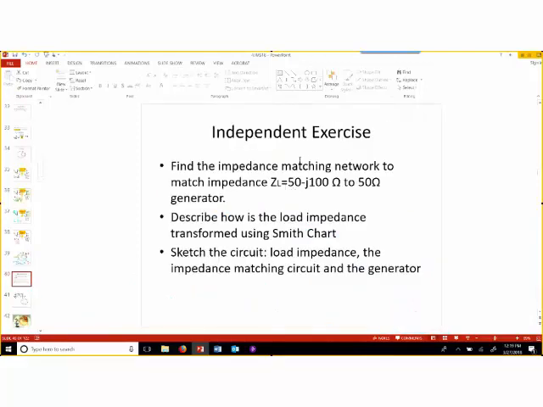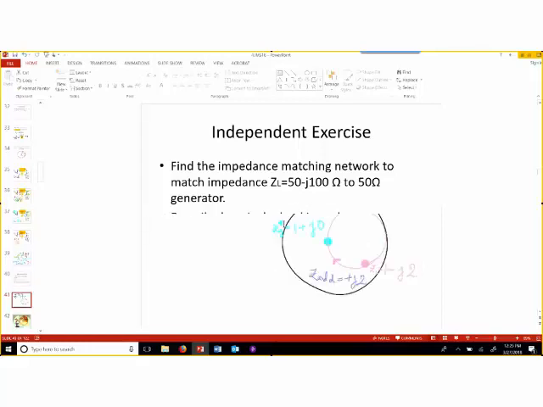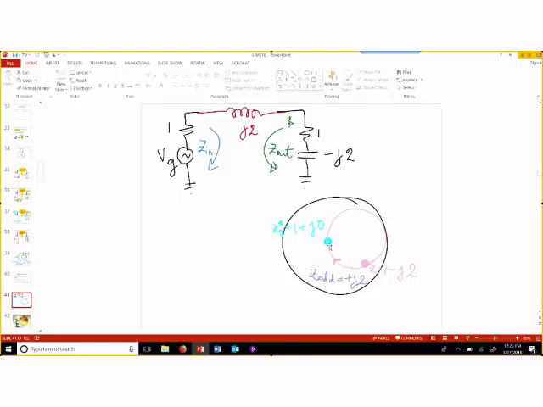Okay, so let's see if you can do this. Find the impedance matching network to match impedance 50 minus j100 to a 50 ohm generator. Describe how the load impedance is transformed using the Smith chart, and then sketch the circuit: the load impedance, the impedance matching circuit, and the generator. Show me on the Smith chart how that looks. Yeah. So here's what you should have on the paper. Here's the load impedance, 1 minus j2. You have to add plus j2 to ZL to get the impedance of 1, right?